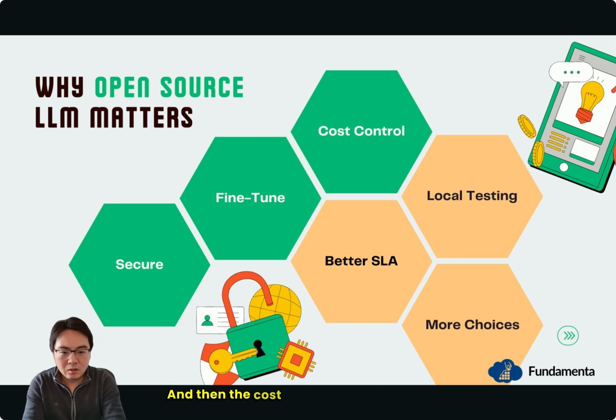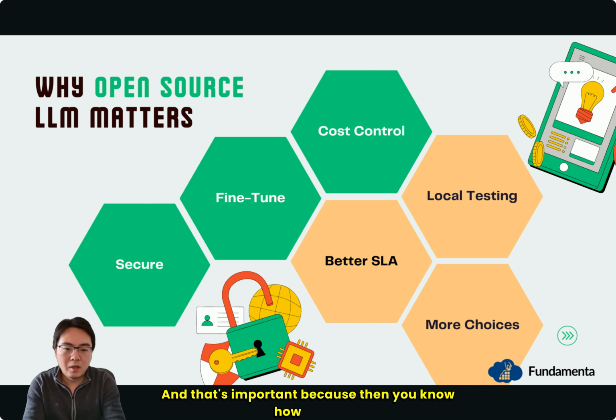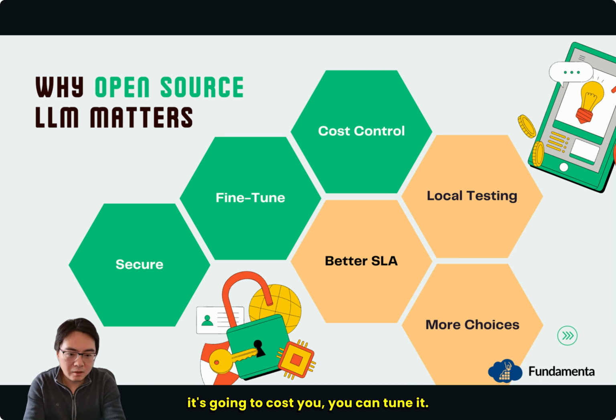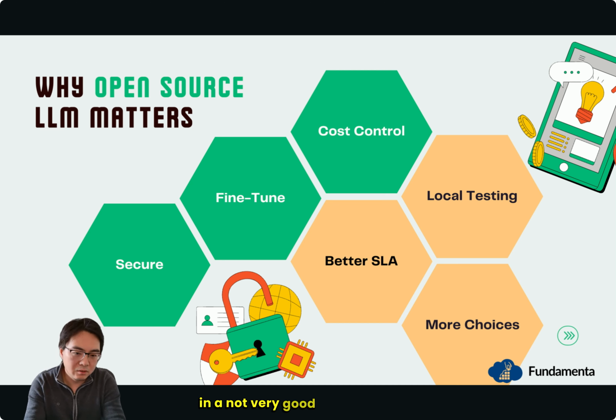And then the cost control side is, especially when running with Cloud Run, you can easily set up the minimum and maximum containers you want to scale up to. And that's important because that determines how much it's going to cost you. You can tune it, and if you use the models just via API calls and they increase the cost, then you're in a not very good position, right? So this just gives you more options.